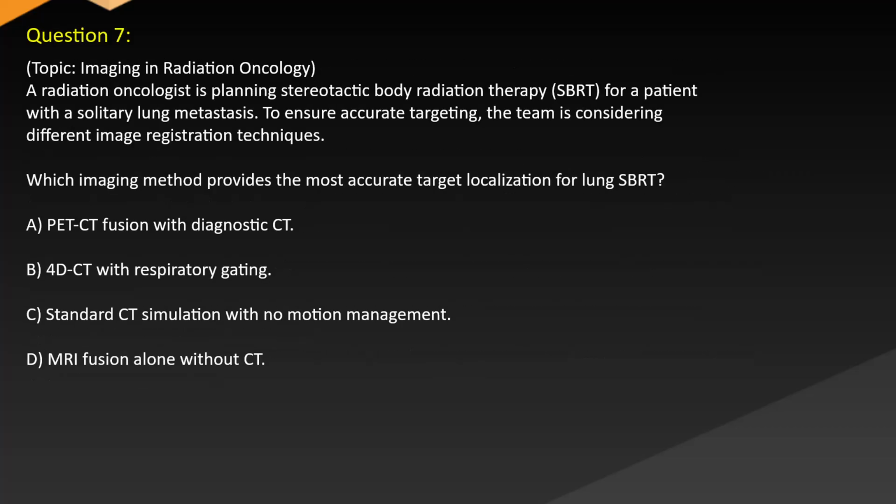Question 7. Topic: Imaging in radiation oncology. A radiation oncologist is planning stereotactic body radiation therapy (SBRT) for a patient with a solitary lung metastasis. To ensure accurate targeting, the team is considering different image registration techniques. Which imaging method provides the most accurate target localization for SBRT?